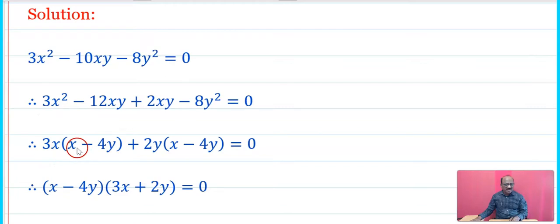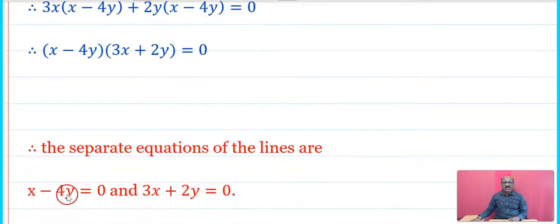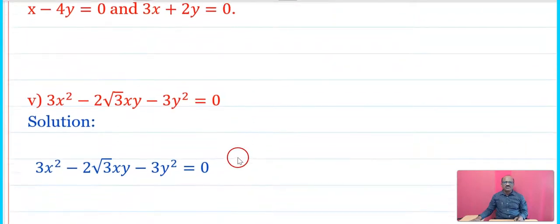Then in bracket you will get x − 4y. From these two terms you can take 2y as common. Then in bracket you will get x − 4y = 0. Again take the x − 4y common. Then what are the remaining terms? 3x + 2y = 0. Therefore the separate equations are x − 4y = 0 and 3x + 2y = 0.